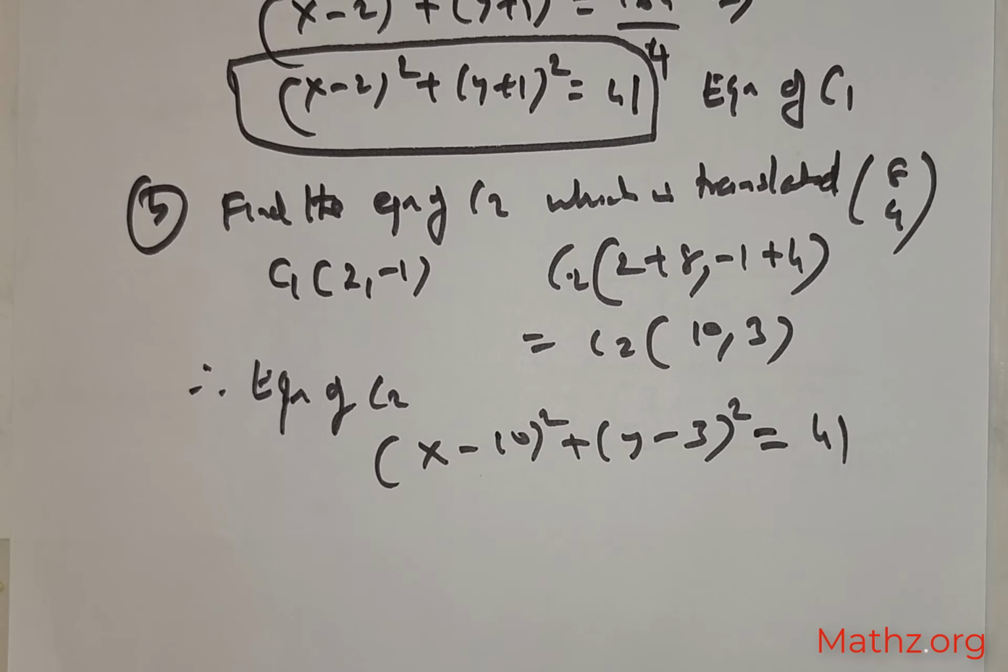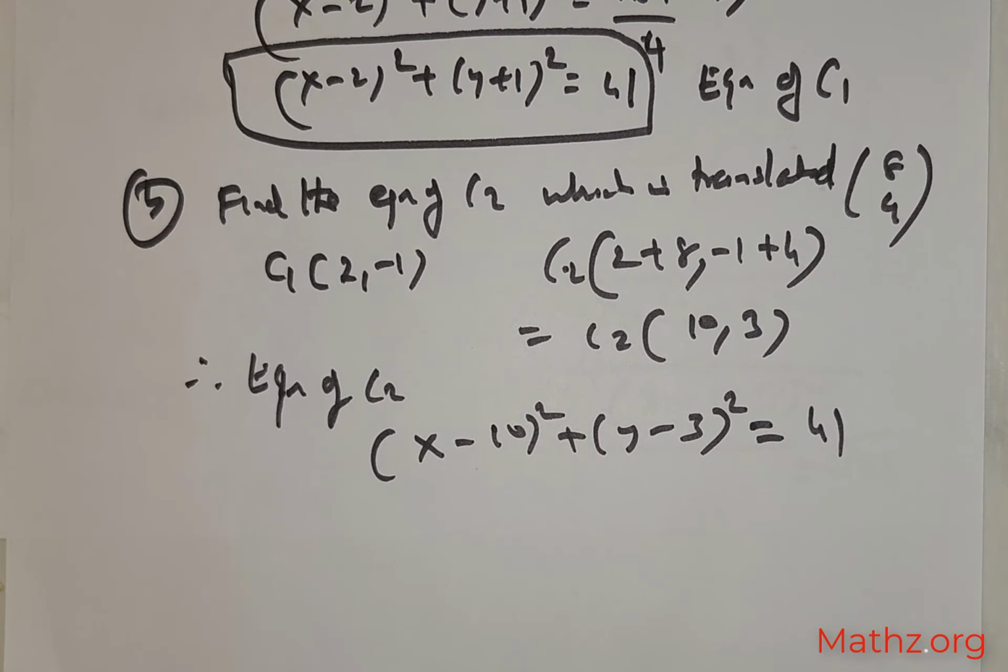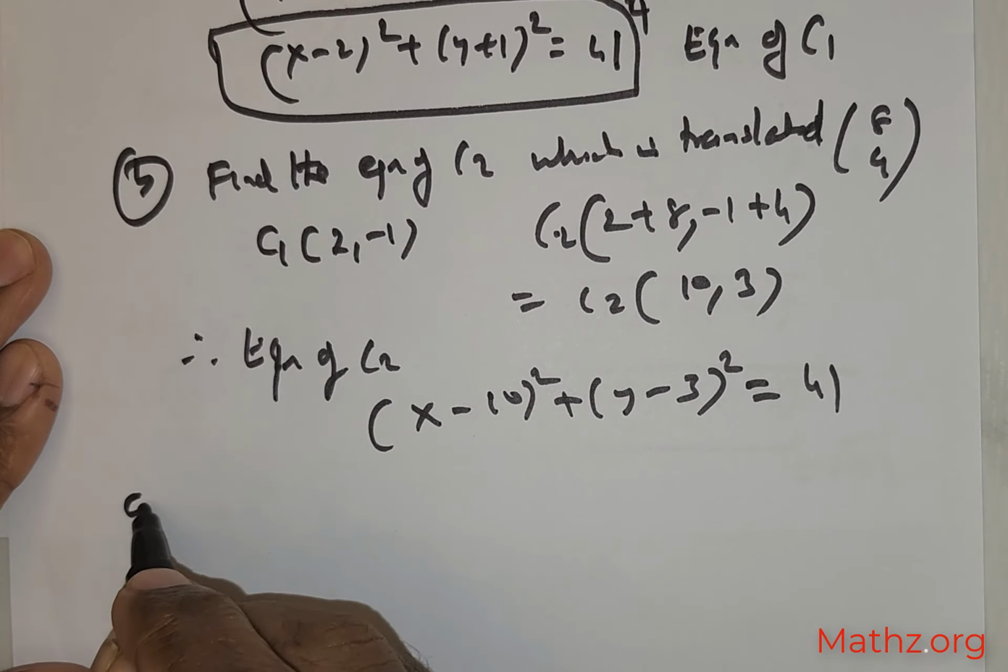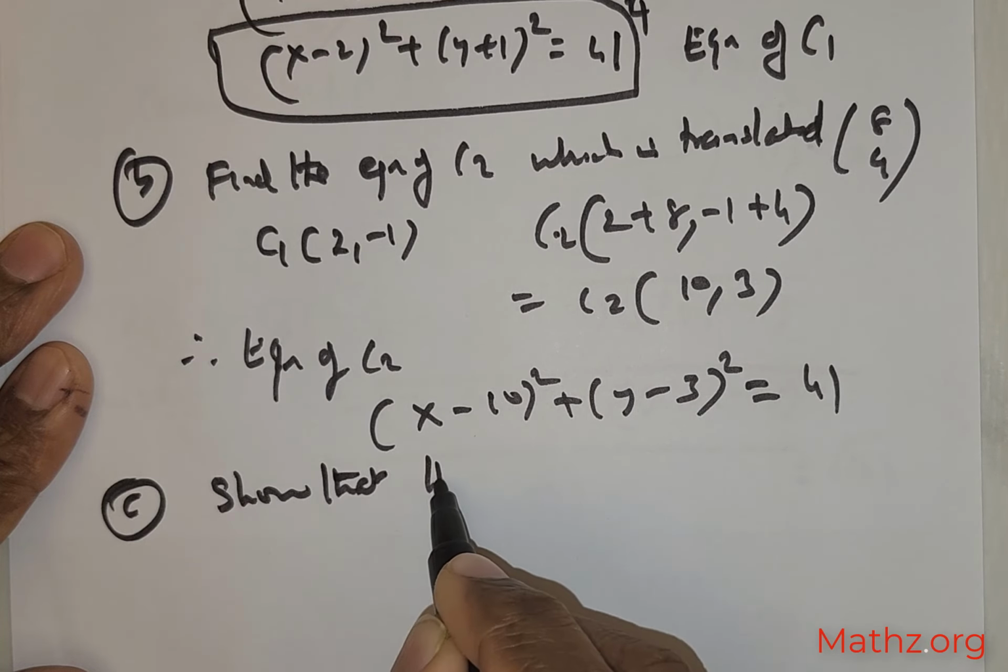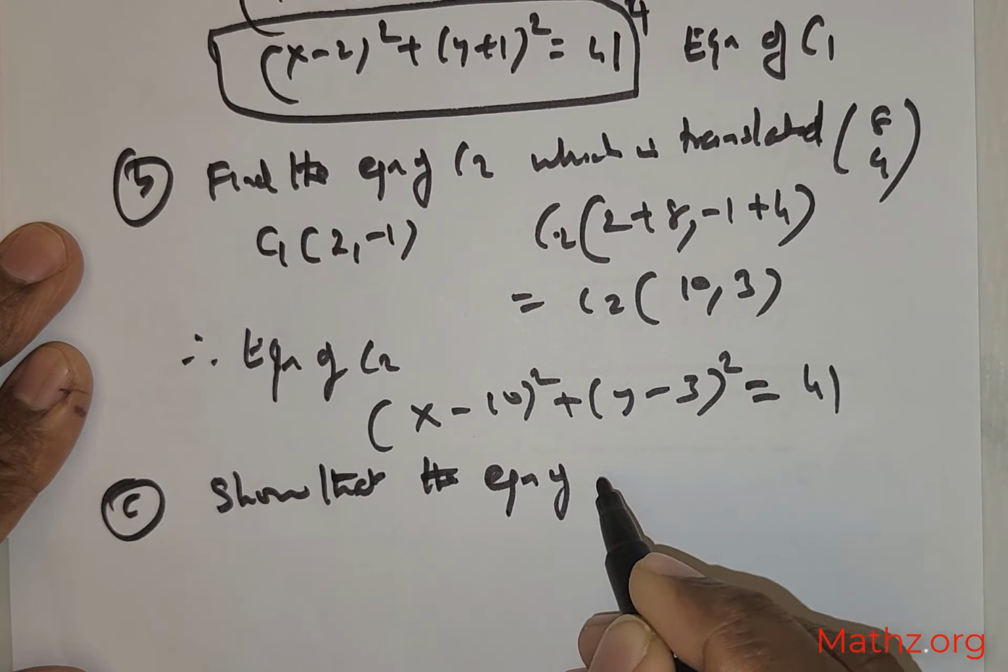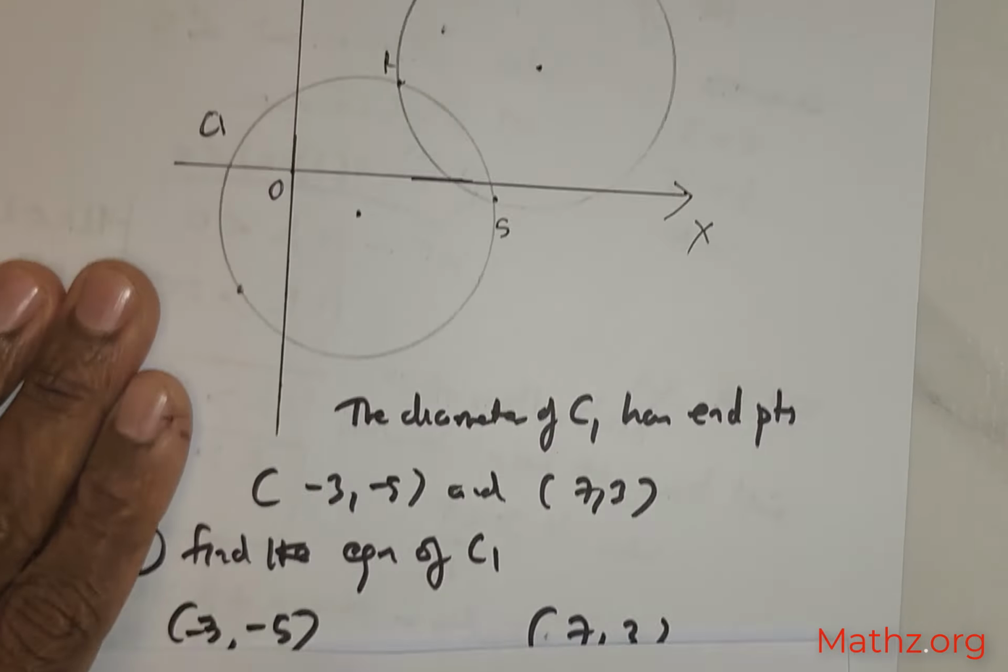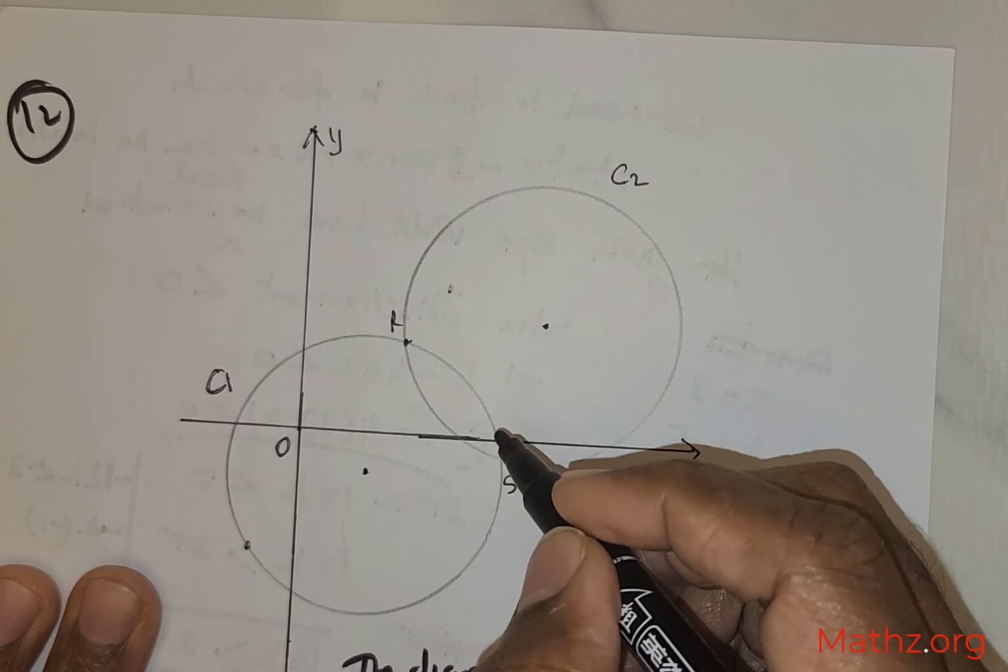Now we are given 2 more requirements, right? 2 more requirements are given, and the next requirement is show that the equation of RS. So if you see the figure, you have R and S here.